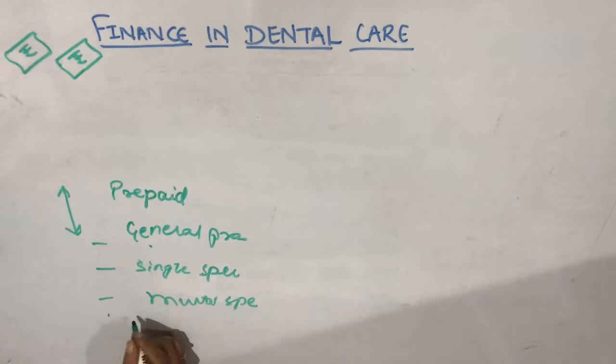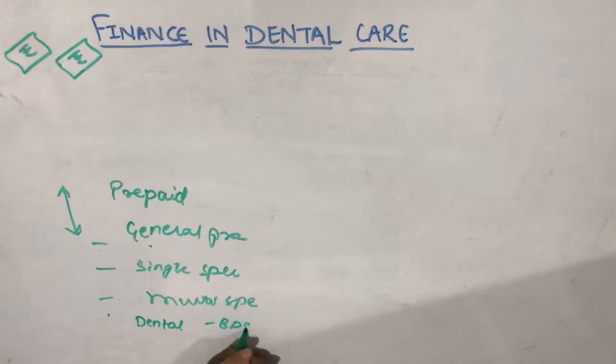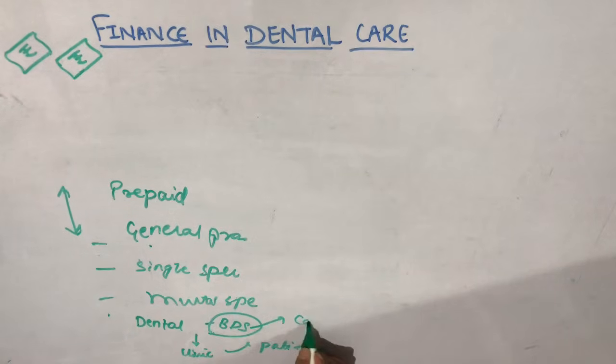So basically what happens is, if a normal dental practitioner who has completed his BDS has a clinic, and a patient walks in and wants orthodontic treatment to be done, this BDS dentist cannot do that orthodontic treatment. In that case he calls an orthodontist, and the orthodontist does the treatment for this patient. So this is nothing but a prepaid group practice. The BDS dentist pays that orthodontist to get this treatment done for the patient.